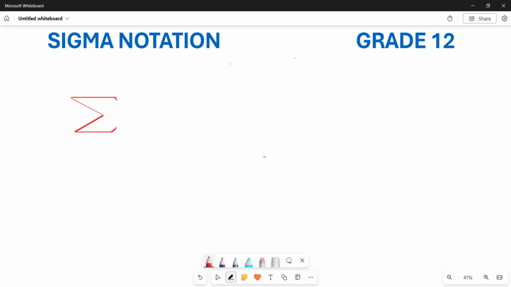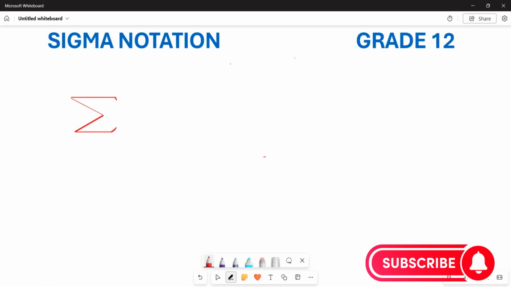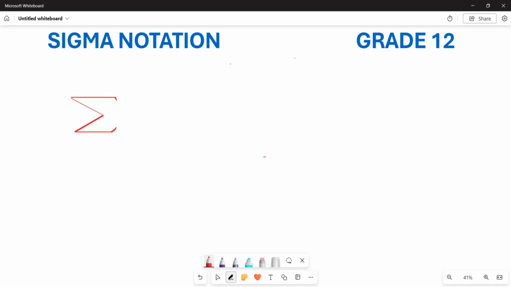We use sigma notation to indicate the terms of a sequence that must be added together to form what we call our series. Sigma notation is used in all these different types of patterns, whether arithmetic, geometric, and sometimes also in quadratic number patterns. Those are the patterns that are going to be added together.